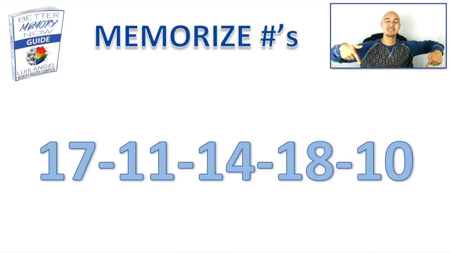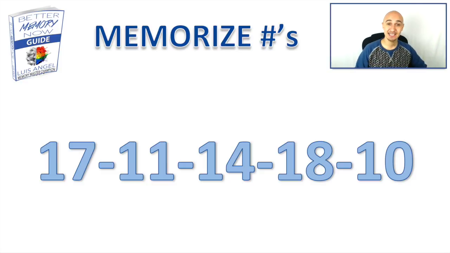Alright, so here are the numbers: 17, 11, 14, 18, and 10. You just memorized a 10-digit number using the sequence. If you had a little bit of trouble with one of them, it's more than likely just because the story and the association wasn't strong enough with the location. So remember to just add more action to it to help you strengthen that connection. And that's going to help you to be able to recall it much faster and much easier.